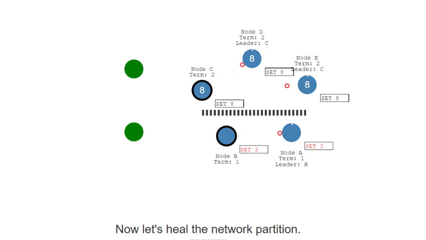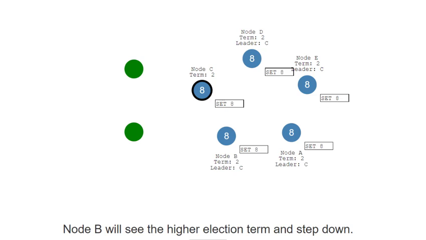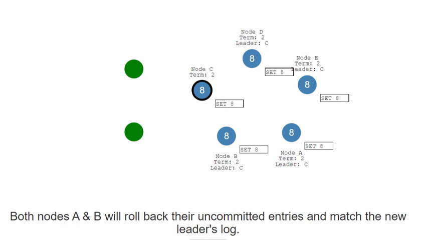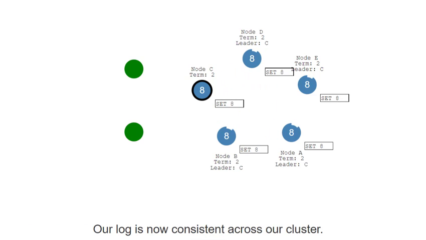Now let's heal the network partition. Node B will see the higher election term and step down. Both nodes A and B will roll back their uncommitted entries and match the new leader's log, that is 8. Our log is now consistent across our cluster and the value is set to 8.